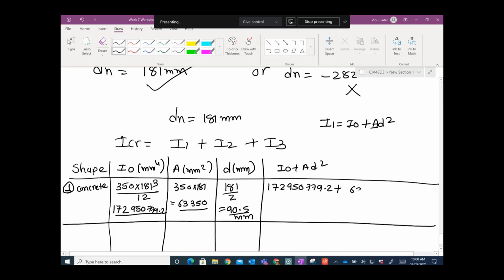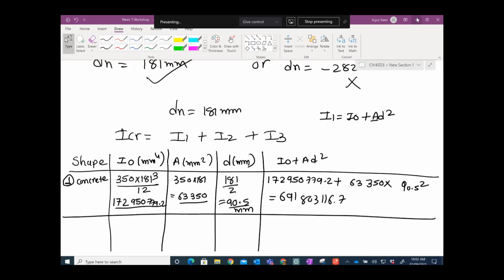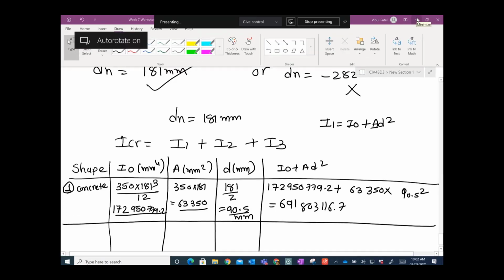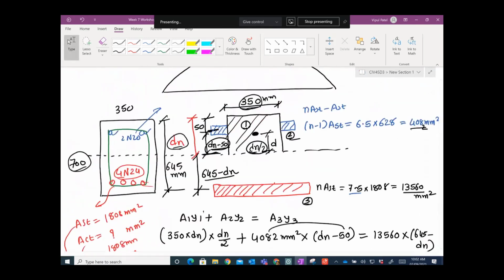So it's basically 172,950,779.2 plus 63,350 times 90.5 squared. You get a big number, 691,803,116.7. All right. So any questions so far? I'm just going to keep talking. We've done this first one, which is this concrete one.